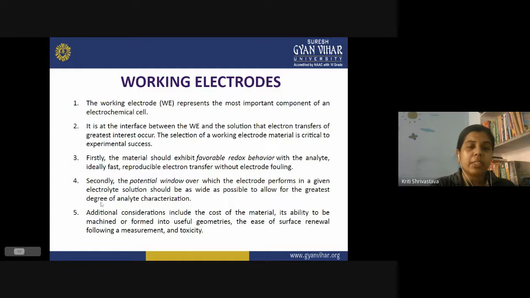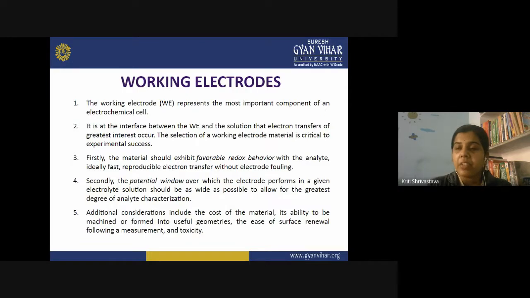Second important point is your potential window. What is your potential range that you are going to maintain in the experiment? See, in voltammetry, we are changing the potential from low to high or high to low. That actually depends upon our experiment, but that range of potential is our potential window. That is also going to affect the choice of your working electrode. So this potential window over which the electrode performs in a given electrolyte solution should be as wide as possible to allow for the greatest degree of analyte characterization.